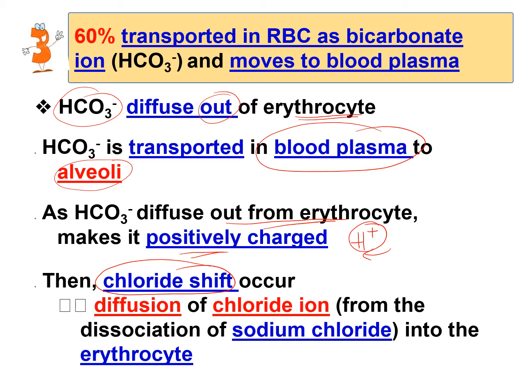So what is chloride shift? It occurs when the chloride ion from the blood plasma, the salt that we consume, so this is one of the benefits, will diffuse into the erythrocyte to replace the bicarbonate ion that diffused out of the erythrocyte earlier.